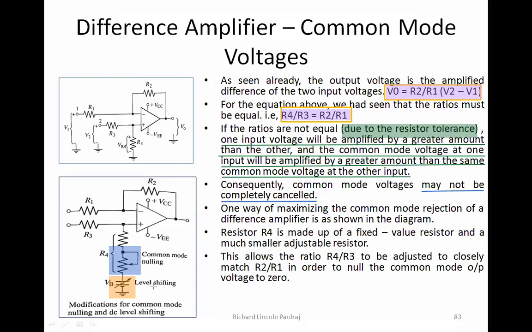So this is the small mechanism. It says modifications for common mode nulling and DC level shifting. So, a small adjustable resistor and the voltage biasing, because of which we are able to match R4 by R3 equal to R2 by R1. So these resistor ratios can be met.